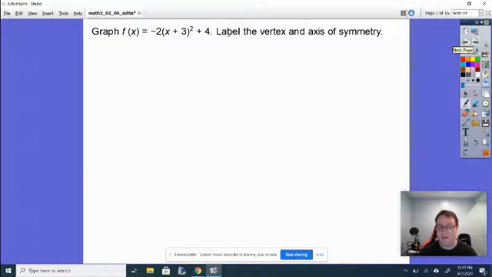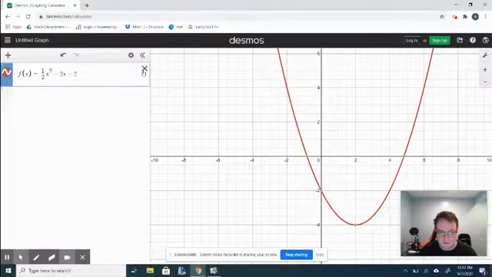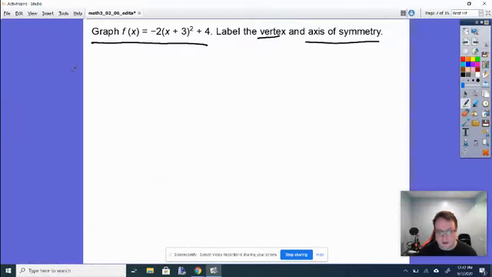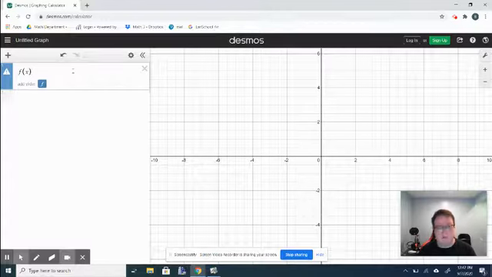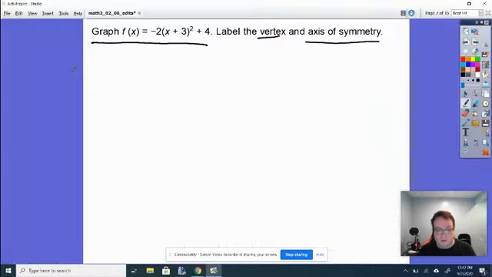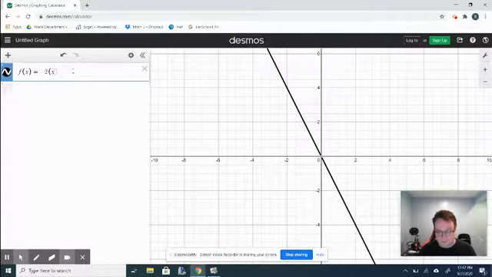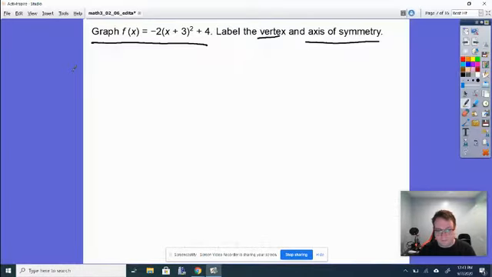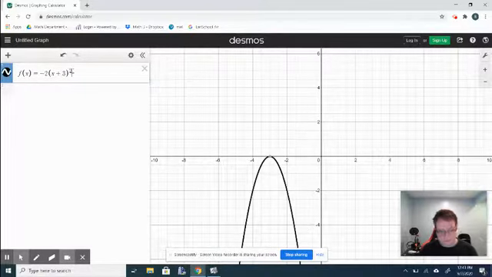Okay, so looking here, label the vertex and axis of symmetry. Graph this guy. Okay, so coming back over to Desmos. Let's get rid of these two functions. Again, let your tools do your work. I will let you know if there's ever a time where I don't want you using Desmos or a graphing calculator. Negative 2 times x plus 3, right? And plus 4 squared plus 4.